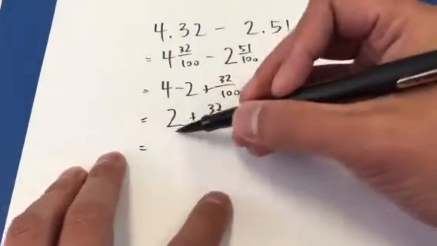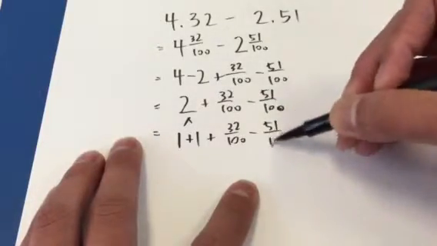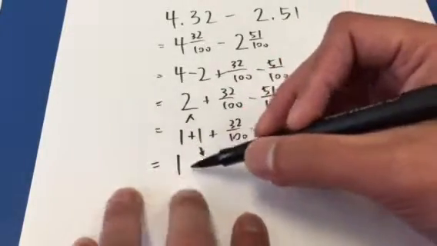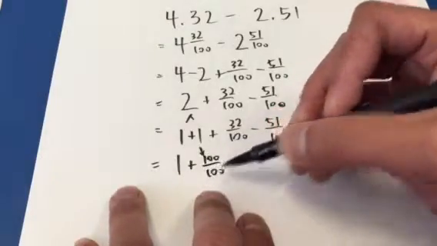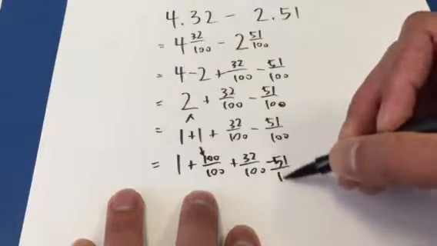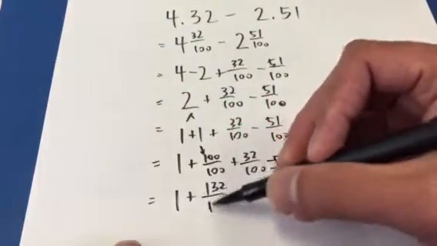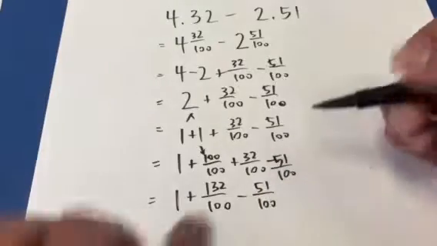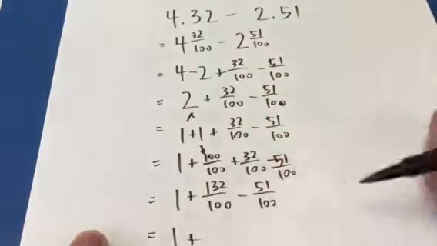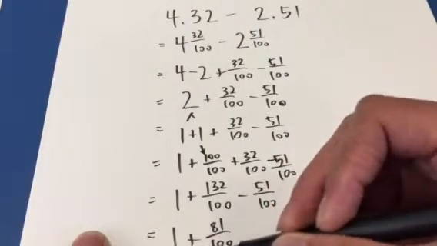So I'm going to decompose this 2 into 1 plus 1. And instead of having this 1 as a whole number, I'm going to change that into a fraction that I can use. So I have 1 plus 100 over 100, which is 1, plus 32/100 minus 51/100. Now I'm going to add these two. So I have 1 plus 132/100 minus 51/100. So now I can subtract 51/100 from this 132/100. So that equals 1 plus 81/100, which is the same as 1 81/100.